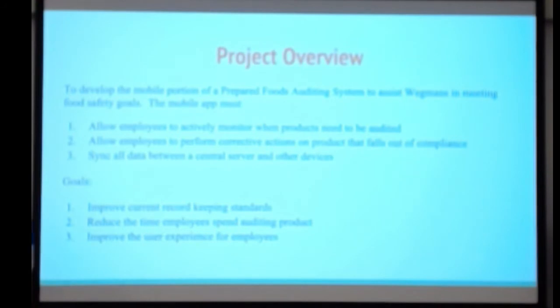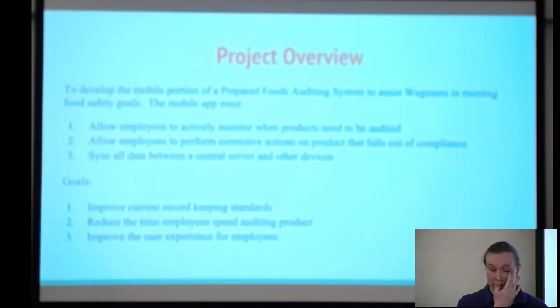So, our project was to develop a mobile application to assist Wegmans in meeting food safety goals. This can include things like taking temperatures and cooking monitoring. The application needs to perform 3 basic tasks. It needs to allow employees to actively monitor products and keep track of when they need to be audited. When a product fails the safety requirements, an employee must be able to perform a corrective action on the product to bring it back in line with those standards.